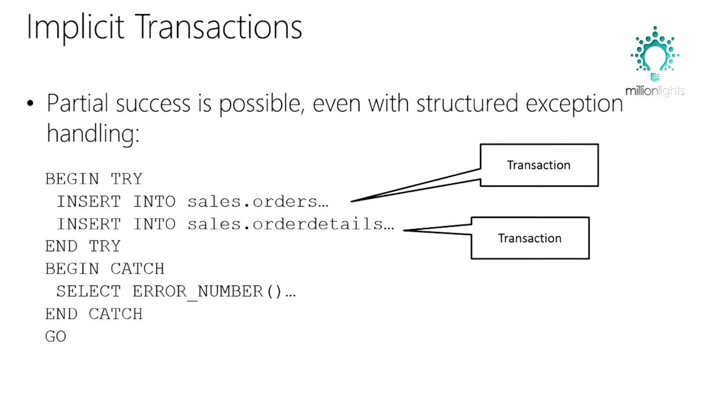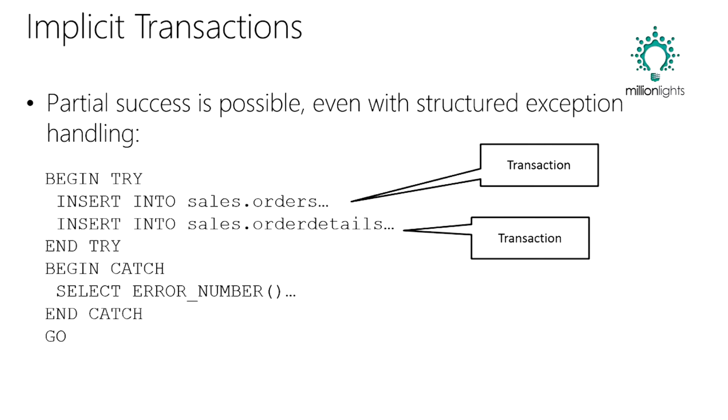Okay. So we've got an example on this slide of implicit examples. You want to talk us through this? Yeah, sure. So we've got partial success here, even with structured exception handling, because this isn't a transaction. Even though we're saying insert into the orders table, insert into the order details table, and if there's an error, raise a flag and send an error number.